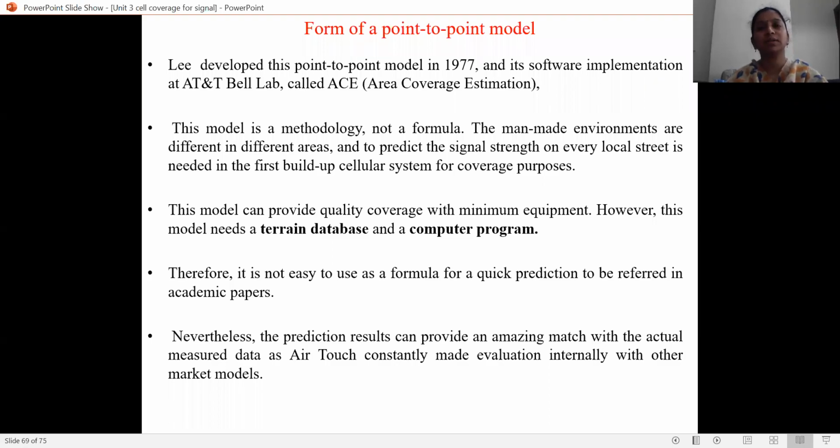So in this lecture, we will discuss what a point-to-point model is. In the starting itself, we have told that for the mobile radio environment, the area-to-area prediction models are not suitable. So we will be implementing the point-to-point model.